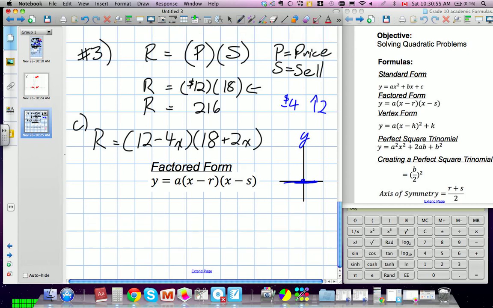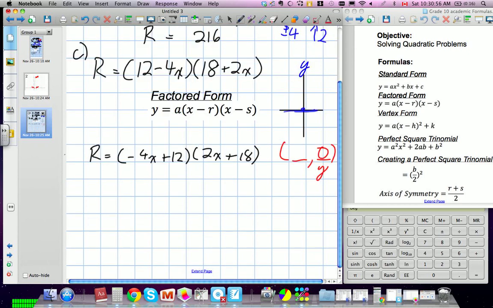All right. Before we start breaking them open, we do know revenue is going to be equal to 0 because we're looking for x-intercepts. Now you're right. I can take a common factor out of each of these brackets. So what could I take out of the negative 4x plus 12? Negative 4. Yeah, we can take negative 4 out. And what can we take out of the 2x plus 18? That's right. So I'm going to take negative 4 out of here, and I'm going to take 2 out of here.